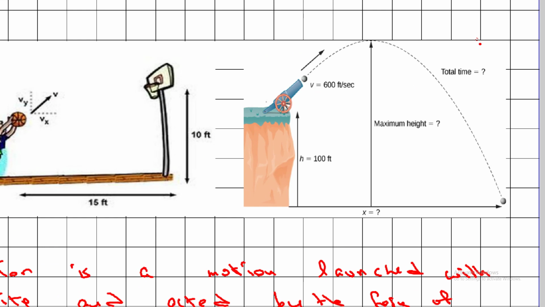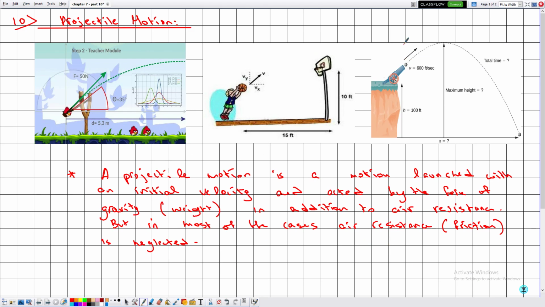So why is the motion of this shell from the cannon considered to be a projectile motion? Because it's launched with initial velocity v0, and at any instant along the trajectory it's being acted on only by the weight, which is vertically downward. The air resistance, which is the friction force, is neglected. So we don't consider the force of friction.